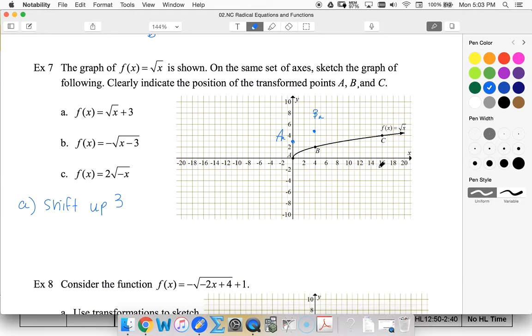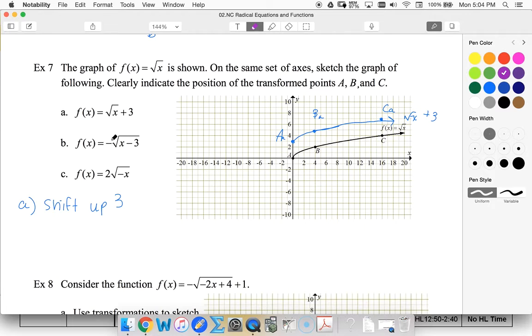And then c, so at 16, square root of 16 is 4. Move it up 3, and I end up at 7. So I'm going to call that c sub a. So here is my, try and make a smooth curve. That's going to be the square root of x plus 3. I'm going to switch colors.